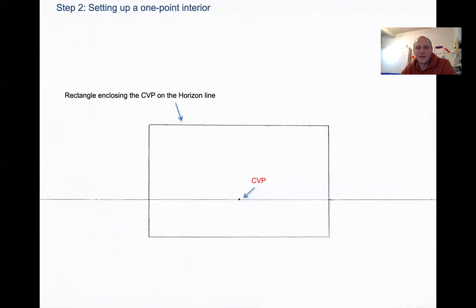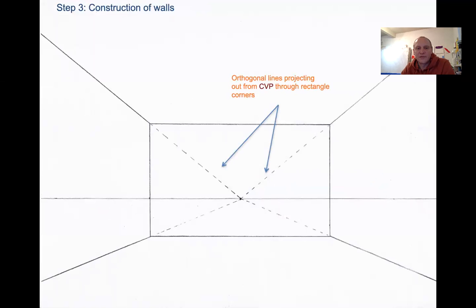Drawing a rectangle around that central vanishing point. So what we're going to do is draw the inside of a box, essentially. We're going to draw a room, basically. And so this will become the back wall of that room. And here's how you would draw the floor, wall, and ceiling of this room. All of these lines match up with that vanishing point.